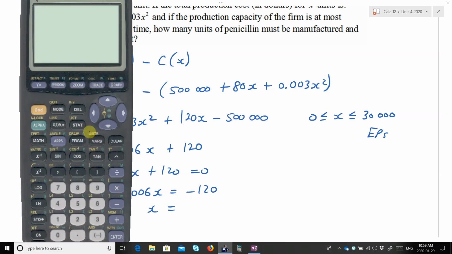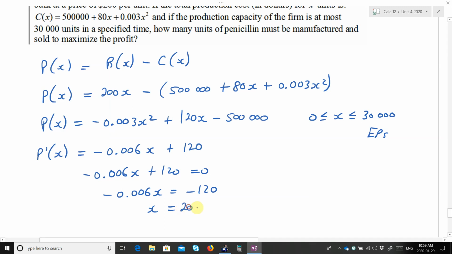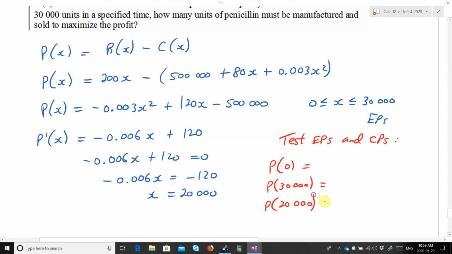Okay, divide both sides by that negative 0.006. So I'm going to go negative 120 divided by negative 0.006, and we get 20,000. So now we will test EPs and CPs. We want to see the profit when x equals 0, the profit when you sell all 30,000 units, and the profit at 20,000.